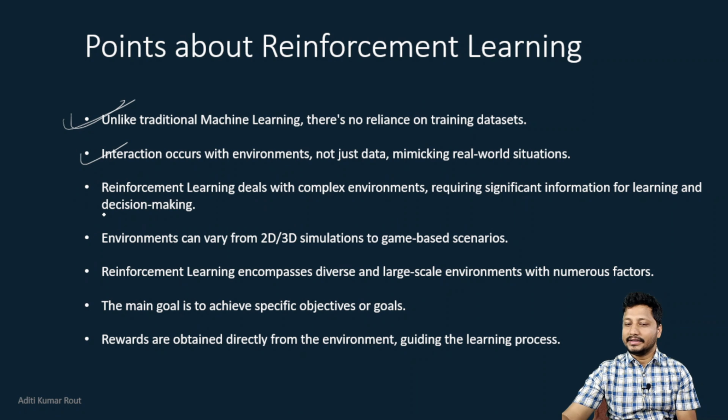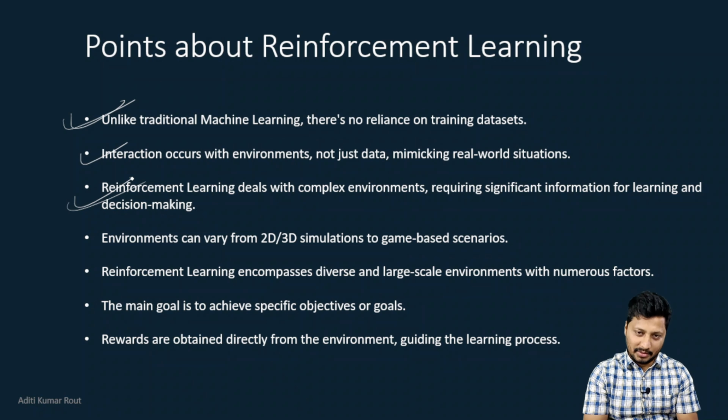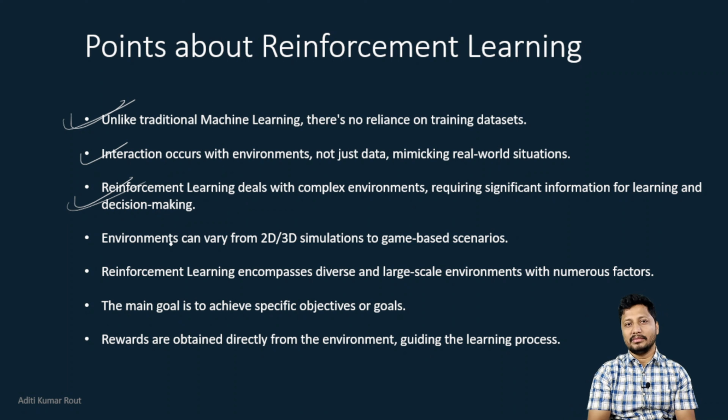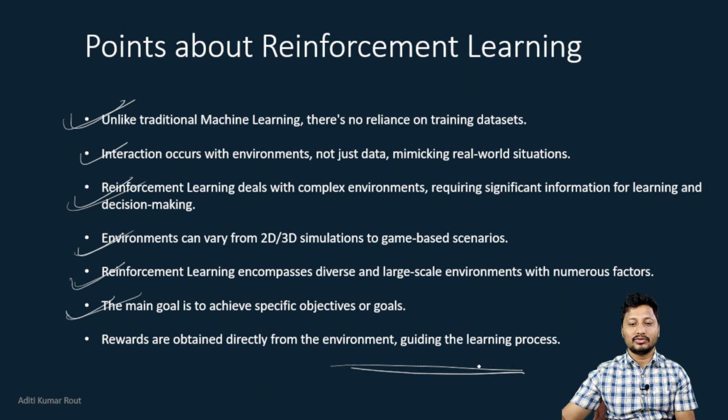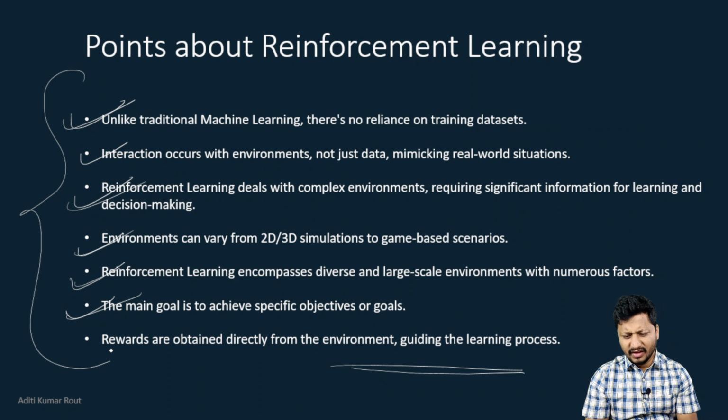Third, reinforcement learning is always applicable in very complex environments, and the environment maybe a 2D, 3D or any game-based scenario. So, any complex environment. Reinforcement learning always works in diverse environments with very numerous factors, and the main goal is to achieve a specific objective or goal. Whether it is an unknown environment or a known environment, I will discuss in the next step. Then the last point is that rewards are obtained directly from the environment, guiding the learning process. These are the points we highlighted and discussed in basic language in our last session.